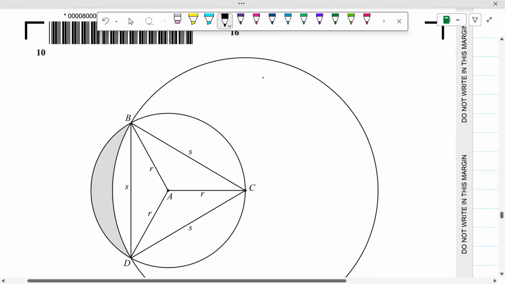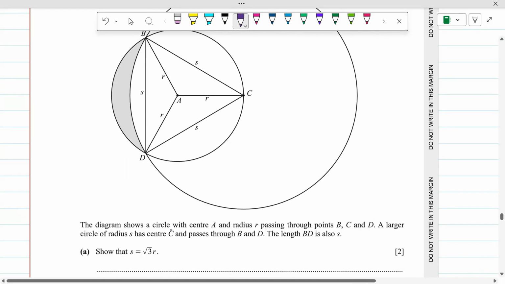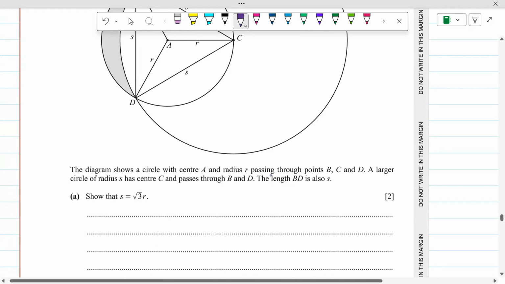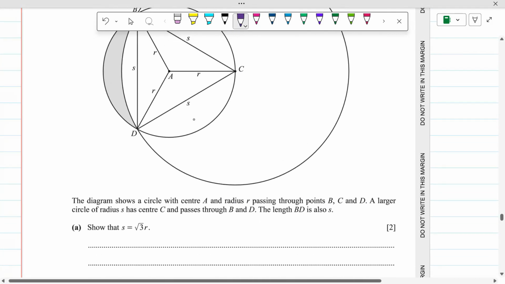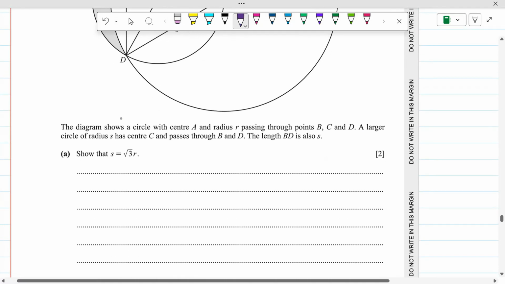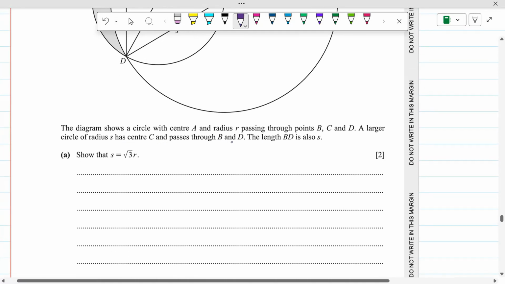Now let's move to question number 10. The diagram shows the circle with center A. This is the center A, and the radius R passing through the points B, C, D. These are the radii of the small circle. The larger circle has the radius S with center C and passing through the points B and D.